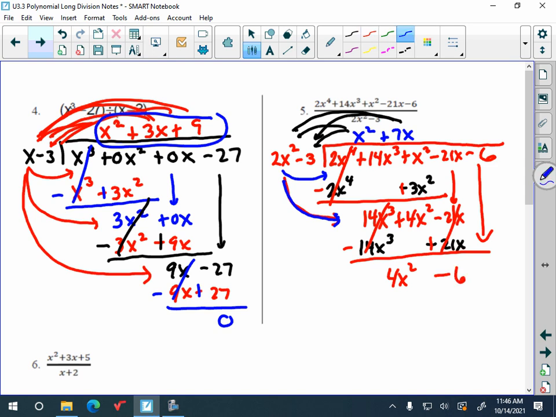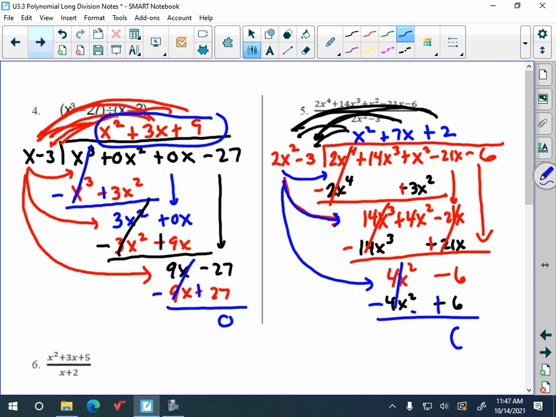We'll do this one more time. It's going to be plus 2. We'll distribute the 2 over. Okay, draw a line, change both signs to their opposites, add down, remainder 0.